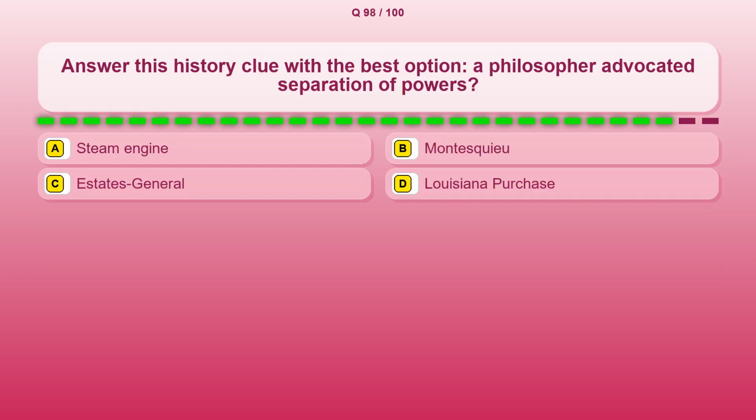Question 98. Answer this history clue with the best option. A philosopher advocated separation of powers. Option A, steam engine. Option B, Montesquieu. Option C, Estates-General. Option D, Louisiana Purchase.